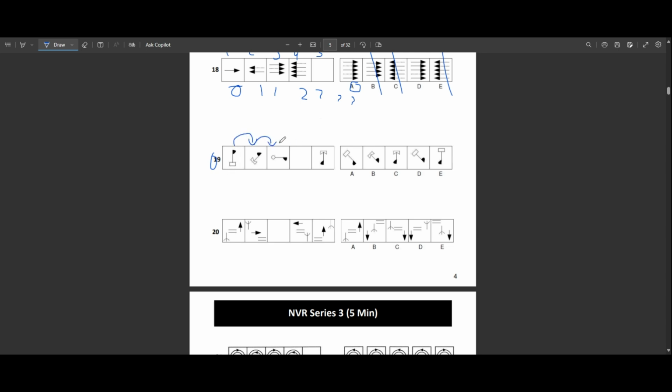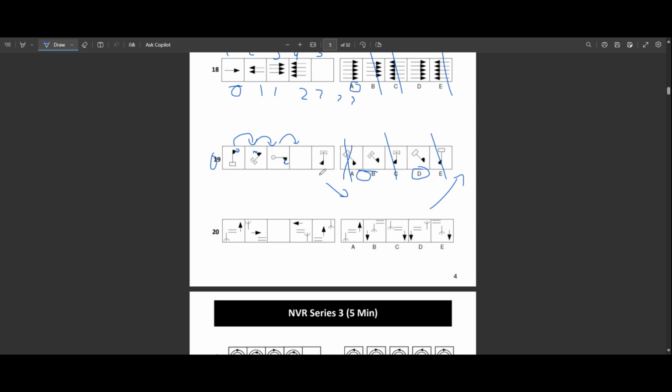Question 19. Rotating 45 degrees each time. Should be pointing to the bottom right. Now each time it's also flipping, so it's pointing right, then left, then right, then should be pointing that way. Should be option D or option B.